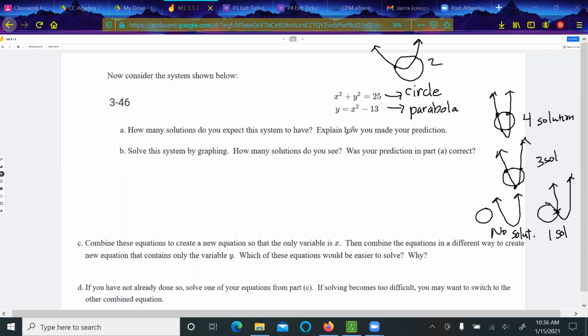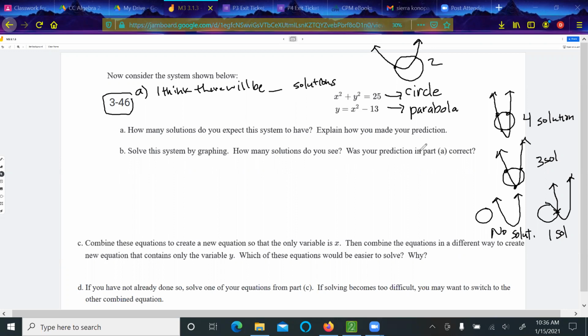And how many solutions do you expect the system to have? Explain how you made your prediction. So predict, what do you guys think? Make a prediction for A, so 346A. I think there will be how many solutions? And you put a number. Okay. B, solve this system by graphing. How many solutions do you see? Was your prediction in part A correct?